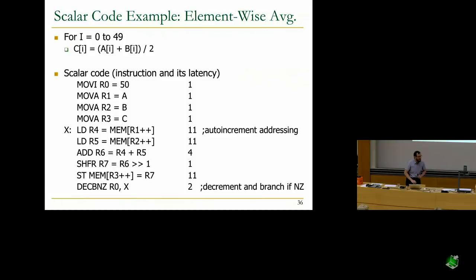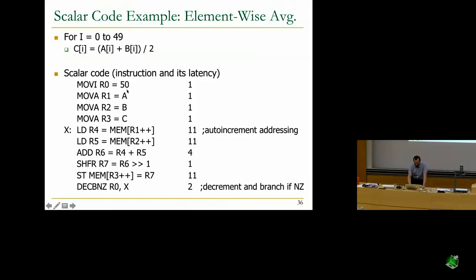Okay, now let's go through this example over here. This is an important example, and we'll see how a vector processor speeds up this code. This is the same example that I showed you. It's an element-wise average of two vectors, each with 50 elements. And this is scalar code I wrote for you with some ISA. In fact, I tried to minimize the instructions, as you can see.